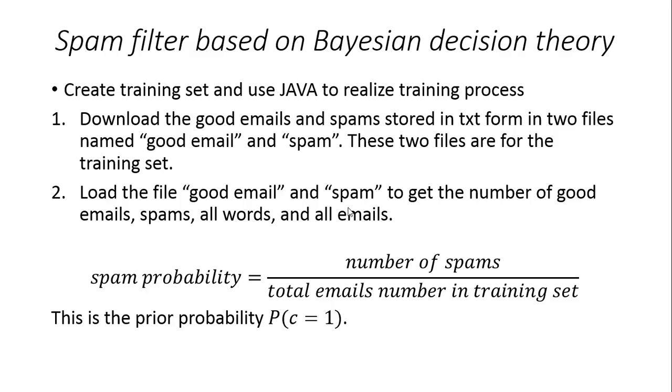Okay, let's see how to create a training set and use Java to realize the training process. First step is to download the good emails and spams stored in txt form to two files named good email and spam. These two files are for the training set. Second step is to load the files good email and spam to get the number of good emails, spams, all words, and all emails. Then we can get the prior probability from this equation.